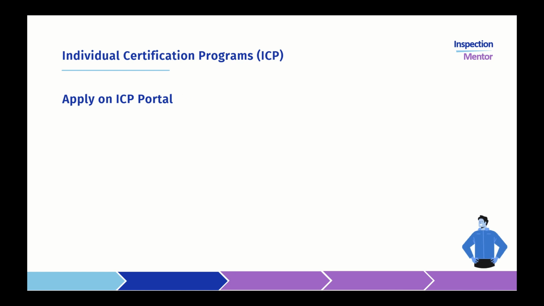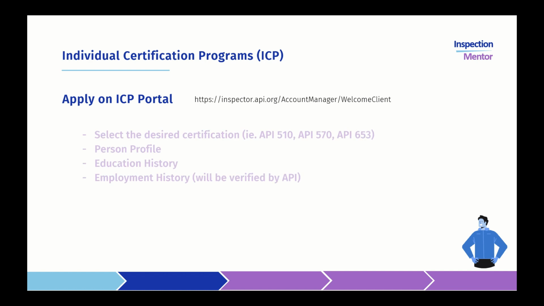Now, how do you get certified by API? The first thing you need to do is apply on the ICP portal. If you have the correct degree, and with respect to that degree you have the right experience and think you are eligible to apply for the program, you should go to the ICP portal, and this is the current address of the ICP portal. You can go there.